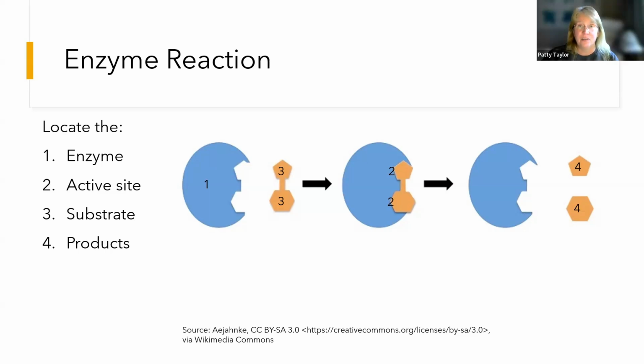So as a bonus, is this a catabolic or an anabolic reaction? Well, it is breaking apart that substrate into two products. It is a catabolic, or a breakdown, type of reaction. So we can say the enzyme catalyzes, or speeds up, this catabolic reaction, which is a breakdown reaction.